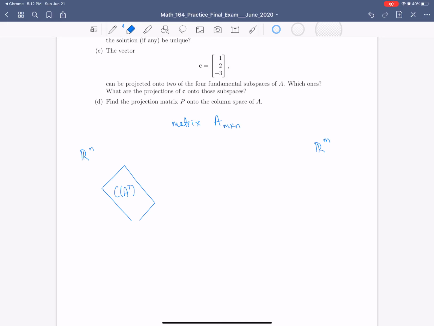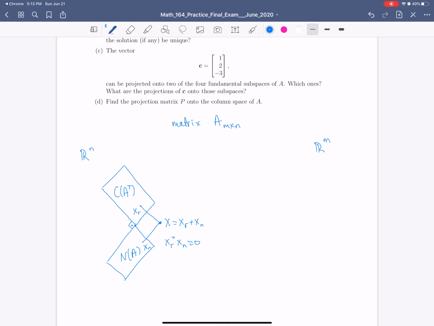We know that the row space of A has an orthogonal complement, which happens to be the null space of A. So these two spaces are orthogonal, which means that any vector in R^n will split into a part in the row space, xr, and a part in the null space, xn. They will create an x in R^n that splits exactly as a sum, x equals xr plus xn, such that xr transpose xn is 0. So those two parts are orthogonal.